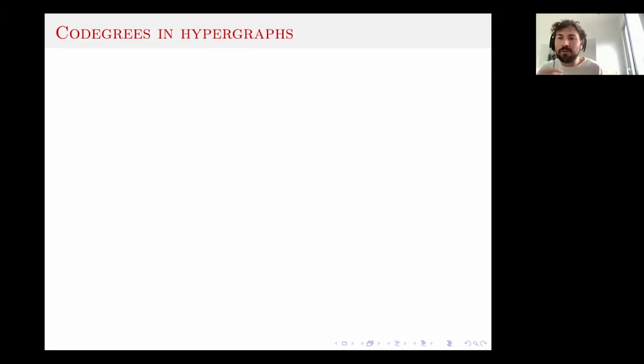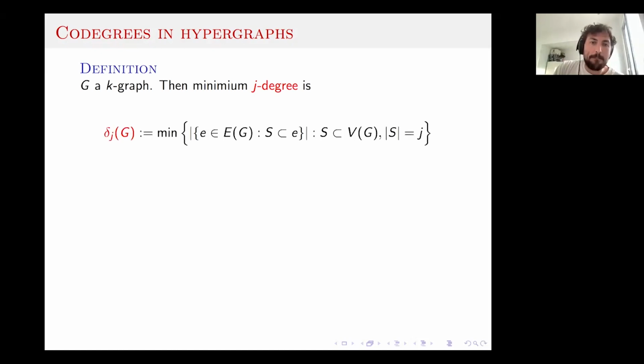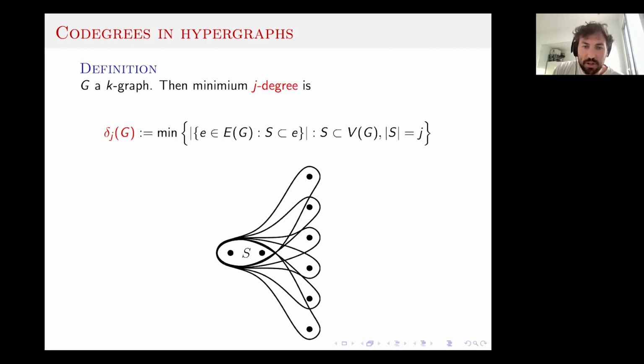When you try to generalize Dirac's theorem to hypergraphs, you have various options. Firstly, you have to decide what you mean by degree. You have k-1 options for this, depending on some parameter j. That's the definition. Here's a picture. In the picture, we're looking at 3-uniform hypergraphs, and this would be the 2-degree. You look at pairs of vertices and count how many edges contain them, and then you take the minimum over all pairs of vertices.